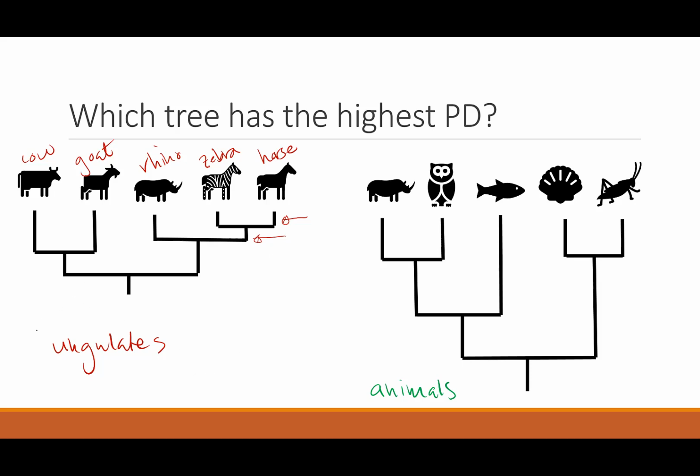If we now compare the ungulate tree to the generic animal tree, and we go back to our animals, so here we have, again, a generic rhino. We've got an owl, one of my favorites. We've got some fish. We've got a scallop, and we have a grasshopper. What you will notice in this tree, and this is partly because we're looking at animal groups that have evolved over long periods of time, there are some branches that are really, really long. And then there are other branches that are a little bit shorter.